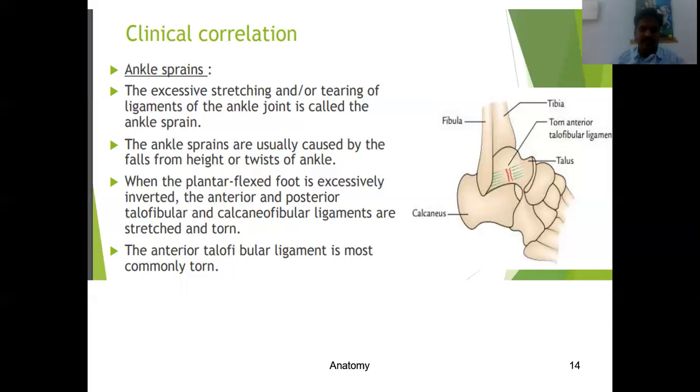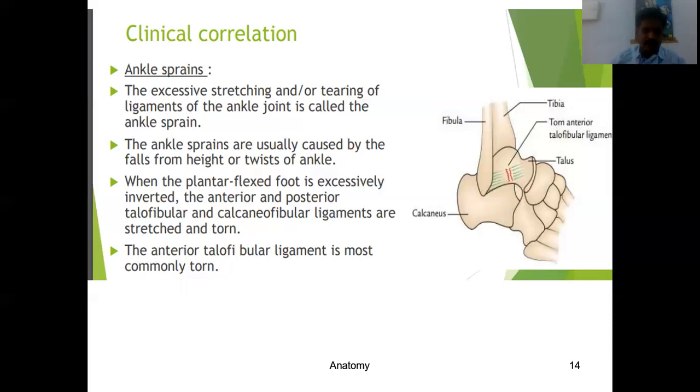When the plantar flexed foot is excessively inverted, the anterior and superior tibiofibular and calcaneofibular ligaments are stretched and torn. That is also the clinical aspect of the ankle joint. The anterior talofibular ligament is most commonly torn. At the time of the sprain, these are the ligaments that are involved.